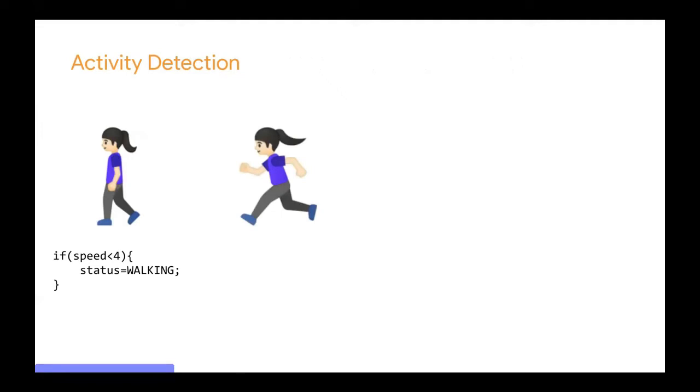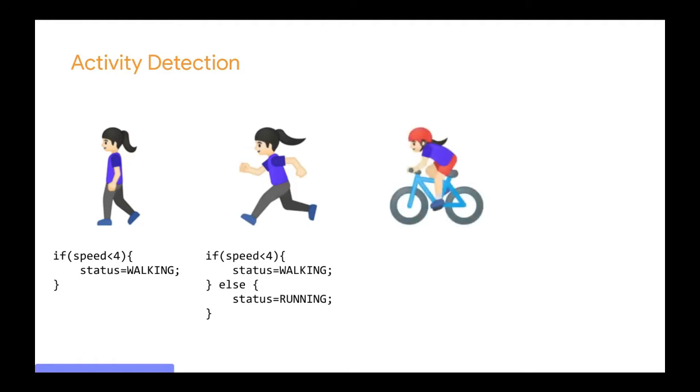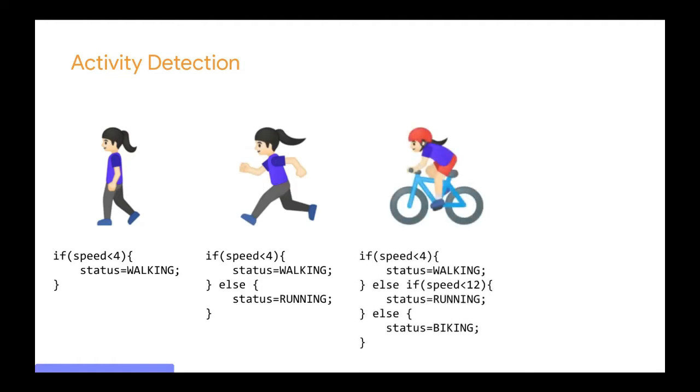Okay. So, for example, if you were to work on detecting activity, like someone standing or walking, you may write some code that looks like this. If they're going less than 4 miles an hour, they're probably walking. If it's zero, they're probably standing still. And then if people are moving faster, then maybe you will upgrade your code to, if it's greater than four, maybe they're running or jogging. And if they're moving significantly faster, like more than 12 miles an hour, maybe they're on a bike. And if they're moving faster than 30 miles an hour, they're probably in a car, right?